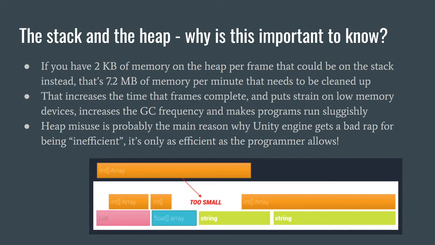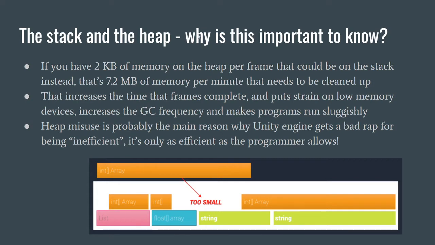That might not sound like much, say 2 kilobytes is the size of that string array. That's not that bad, but if you consider that it's per frame, at 60 frames per second, that's like 7.5 megabytes of memory per minute that needs to be cleaned up just for your update loop. So that adds up really quickly and just puts strain on your CPU. It just makes things run really sluggishly.